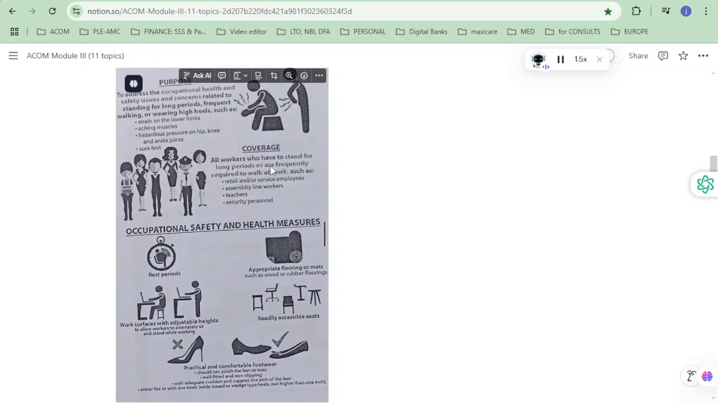such as retail and/or service employees, assembly line workers, teachers, security personnel. Occupational safety and health measures: rest periods, work surfaces with adjustable heights to allow workers to alternately sit and stand while working, appropriate flooring or mats such as wood or rubber floorings, readily accessible seats, practical and comfortable footwear that should not pinch the feet or toes, well-fitted and non-slipping, with adequate cushion and support for the arch of the feet, either flat or with low heels, wide-based or wedge-type heels, not higher than 1 inch.